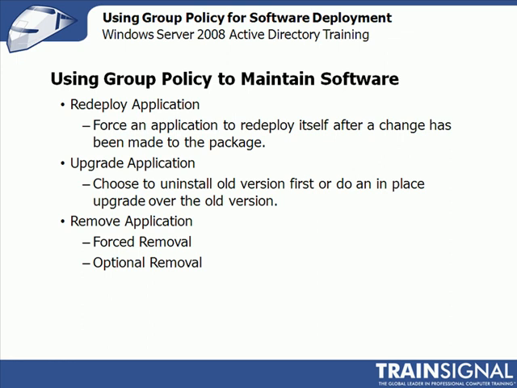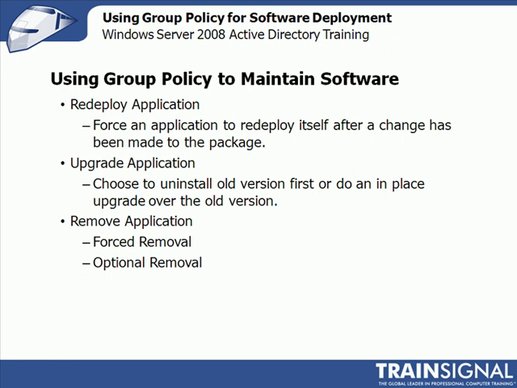Another option that is available to you when it comes to maintaining software is to upgrade the application. So let's say you truly do have a new version of the software. So not a new version necessarily of the package file, but a new version of the software. You can upgrade the application with group policy. Now when you do this, you can choose to uninstall the old version first, or do an in-place upgrade over the old version.